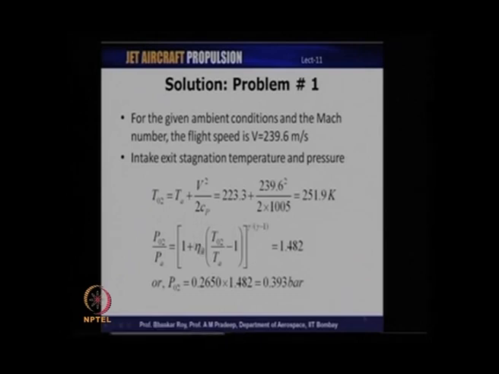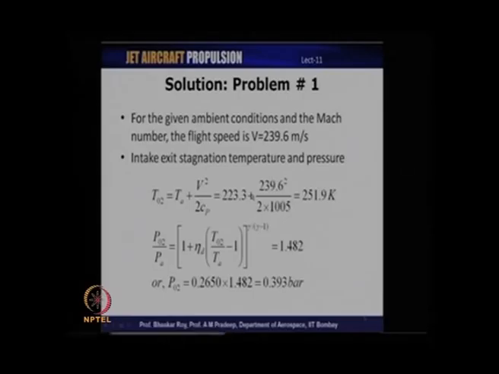So diffuser efficiency is given to us, it is 0.93. Stagnation temperature we have just now calculated, ambient temperature is known, and gamma for air is 1.4. So if we substitute these values, we get P02 by PA is equal to 1.482. And since ambient static pressure is known, stagnation pressure can be calculated by PA multiplied by 1.482, that is 0.265 into 1.482, that is 0.393 bars.